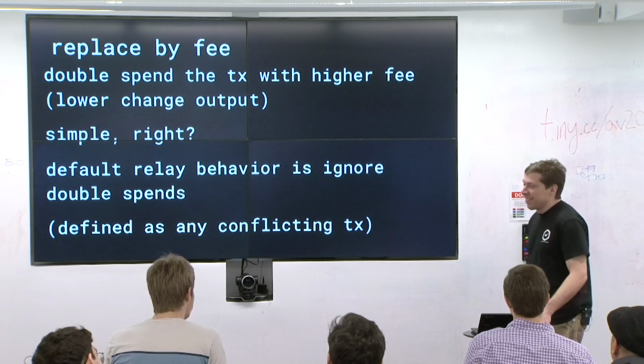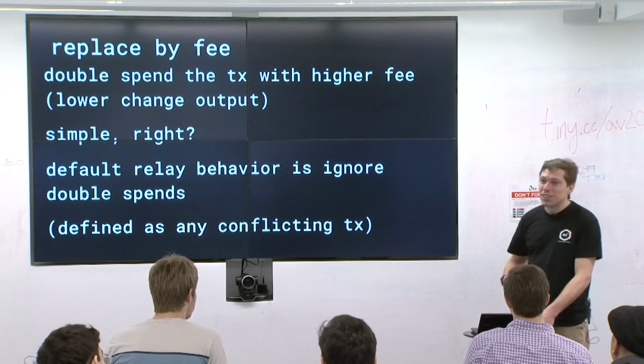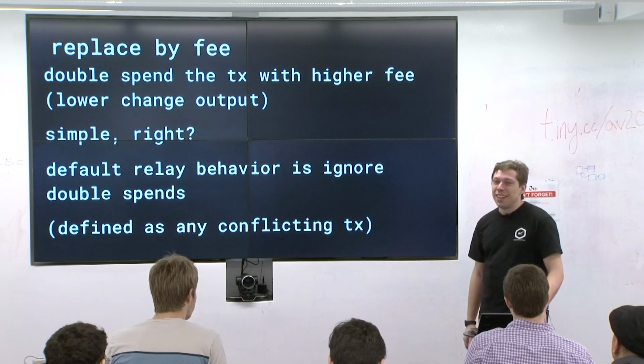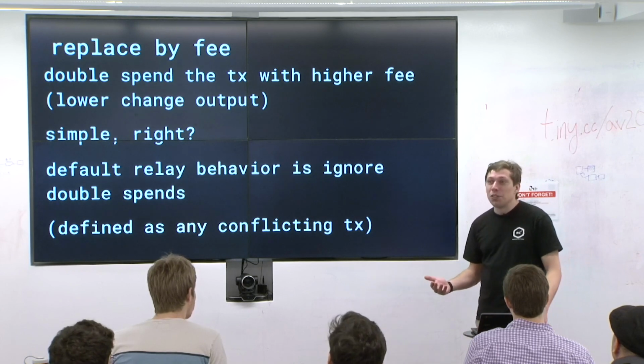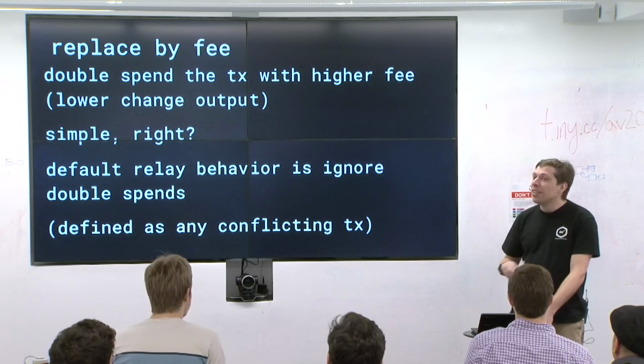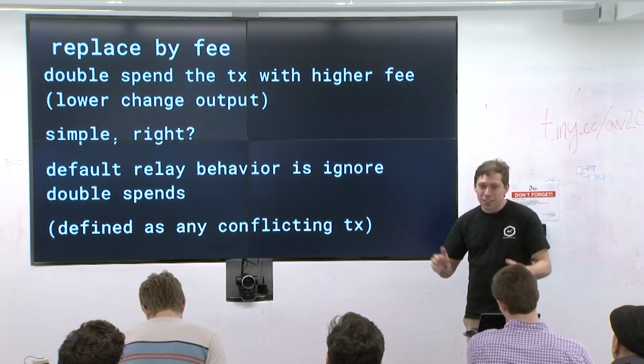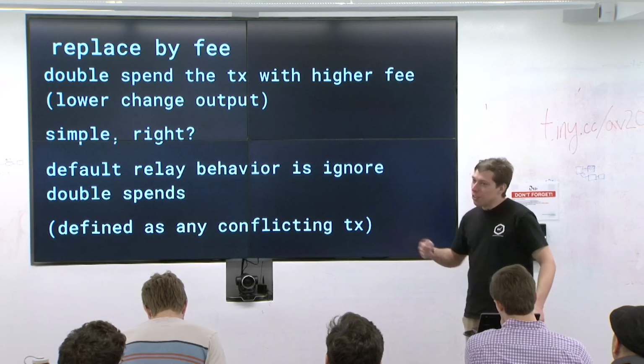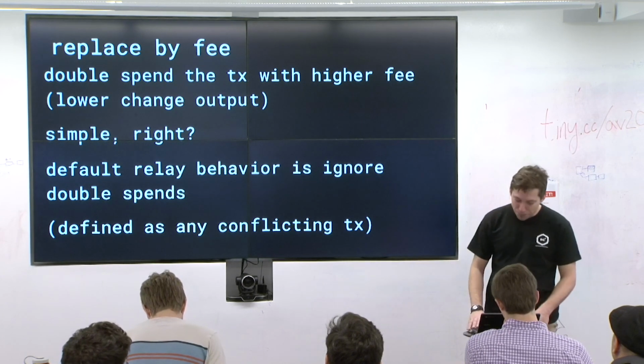Right, yeah, I just keep spending the same outputs 100 times a second. And they all have the same fee rate. I can just keep doing that indefinitely, and I just keep flooding the network. And everyone's like, oh, here's this new one. Oh, here's this new total mess.